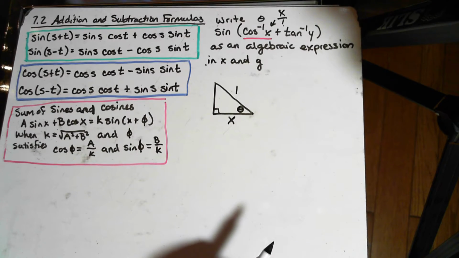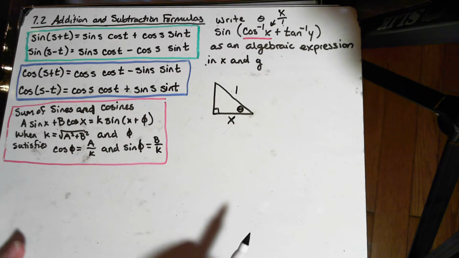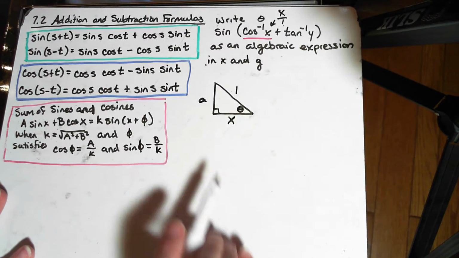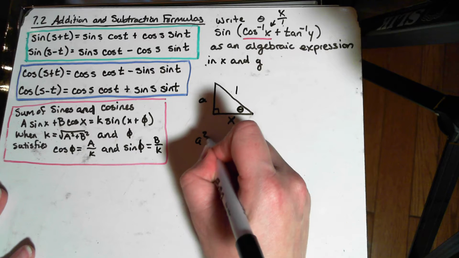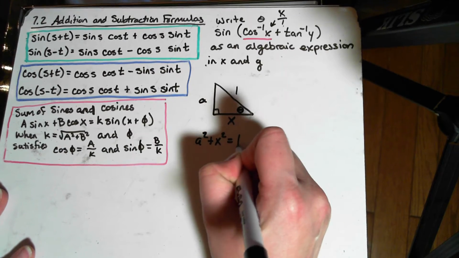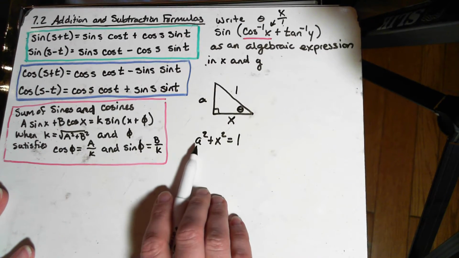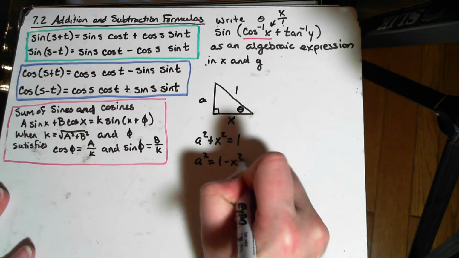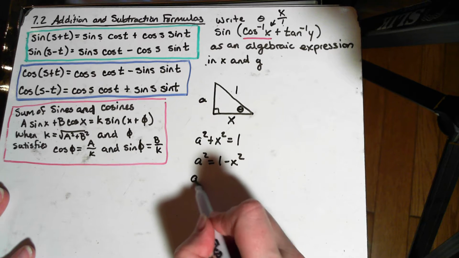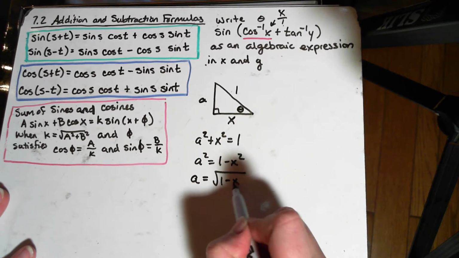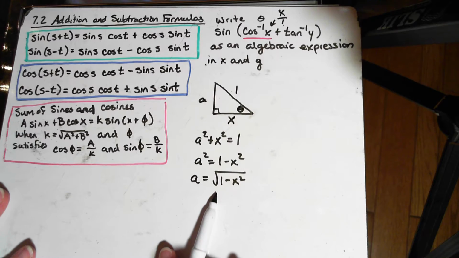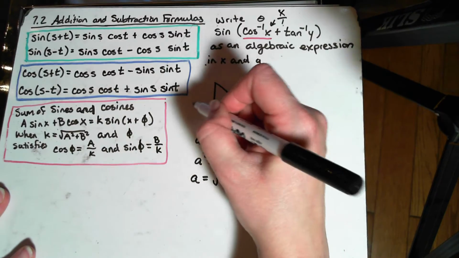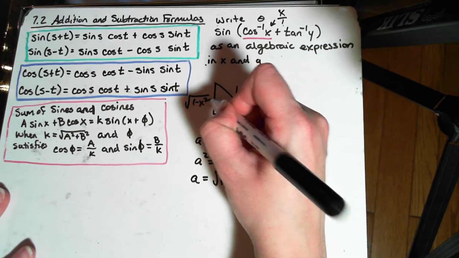Now I'm going to use the Pythagorean theorem to find the missing side length. I'm going to label this as an a, and the Pythagorean theorem says a squared plus x squared equals 1 squared. Solving for a, I would subtract x squared, and then do a square root on both sides. So this is the expression for this side of my triangle: the square root of 1 minus x squared.